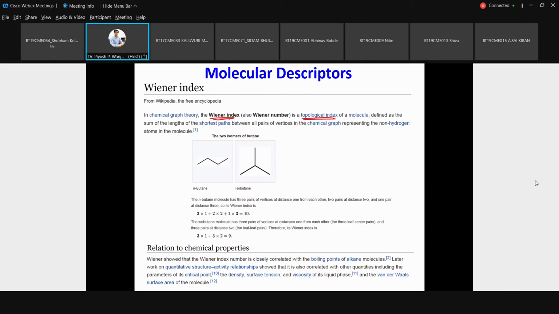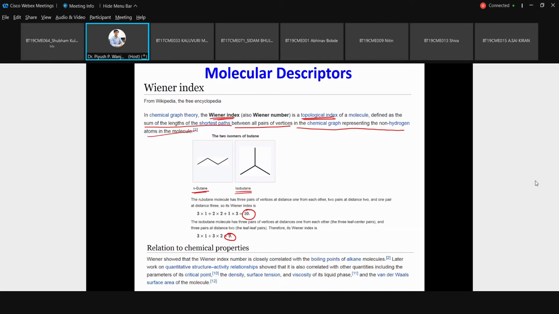One of them is the Wiener index. It is defined as the sum of lengths of shortest paths between all pairs of vertices in the chemical graph representing the non-hydrogen atoms in the molecule. What is the meaning of this? If you look at this example, you will quickly understand. Here the N-butane molecule and isobutane have different Wiener indices: N-butane has 10 and isobutane has 9.